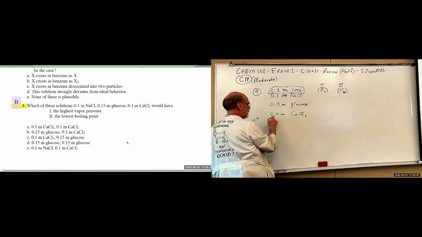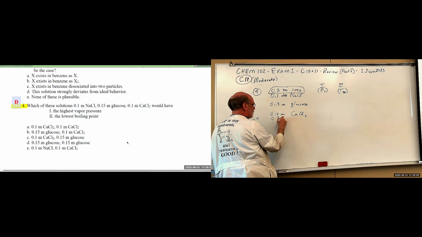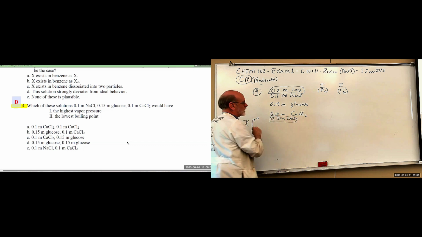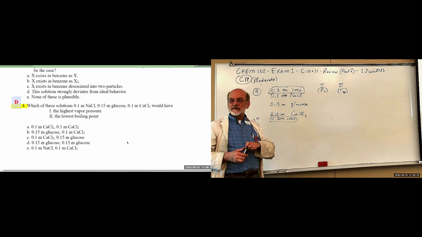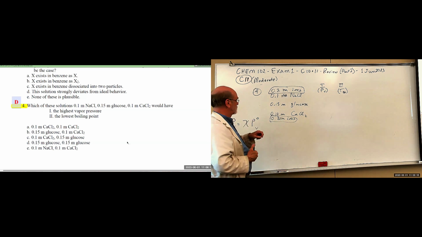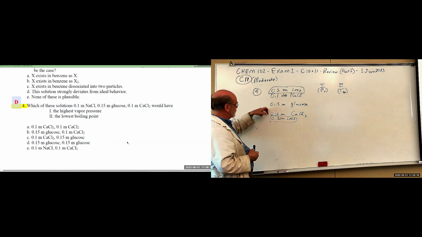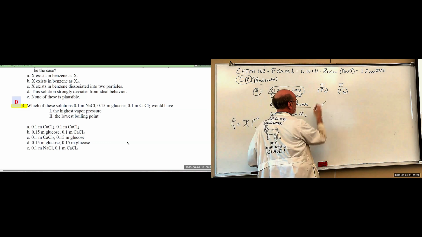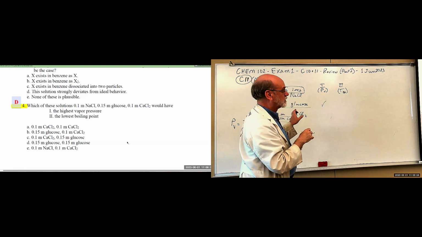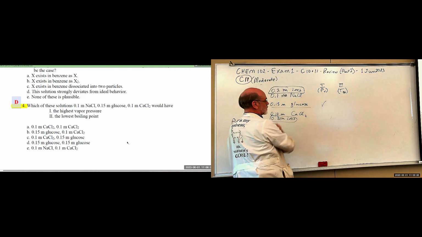How about this one? Well, this one breaks into 3 molal ions. So that's what we're comparing. The higher vapor pressure is the one that has the lowest concentration of the non-volatile solute. So it would be this one right here. That one would be the highest vapor pressure. Yes, highest vapor pressure would be glucose.